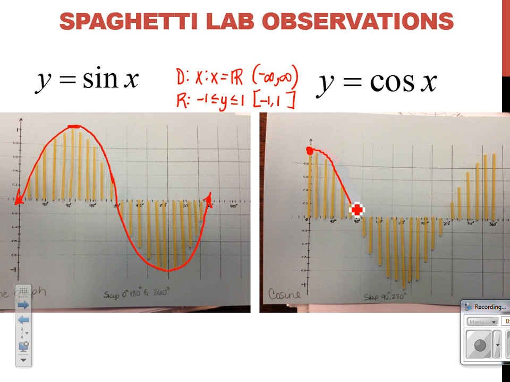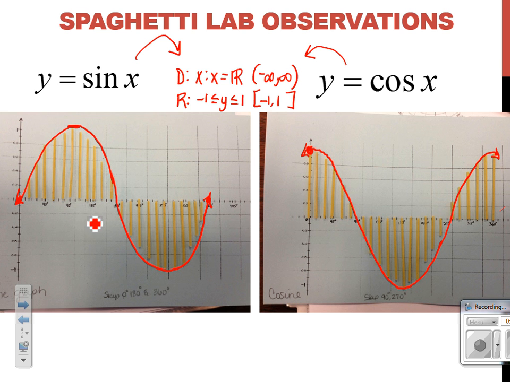And then for the cosine parent function, we started up at 1, went down, skipped the 90, remember, because you can't find a distance at 90 and 270, and then back up, and that's how long it took us to complete a cycle from 0 to 360. Now, its domain is the same, -infinity to infinity, and its range is also from -1 to 1. So the domain and range for both of these parent functions are the same.